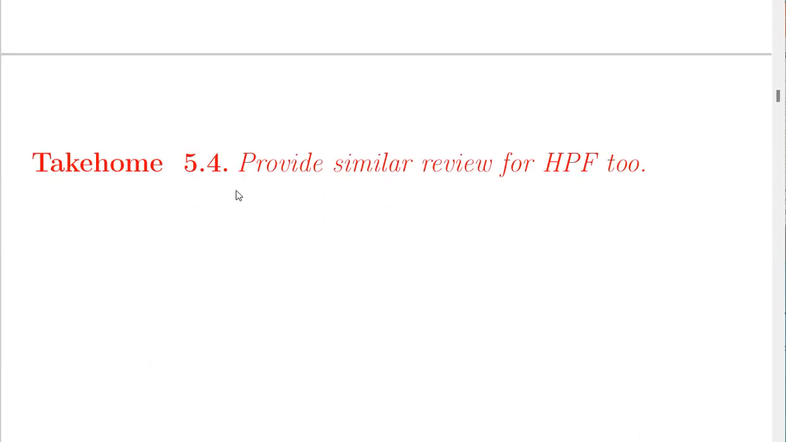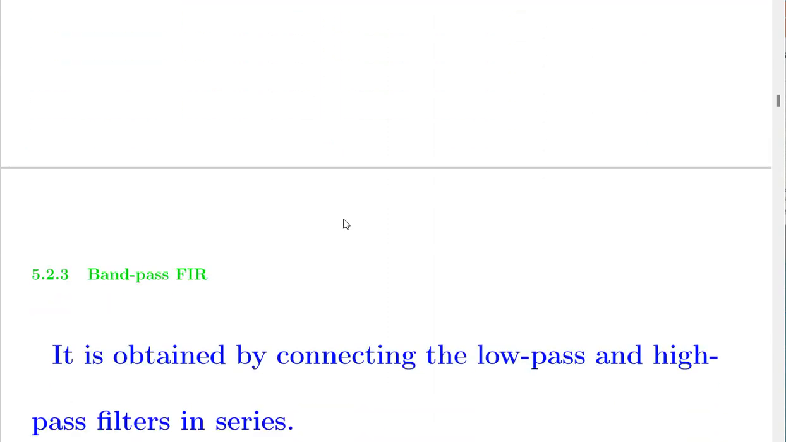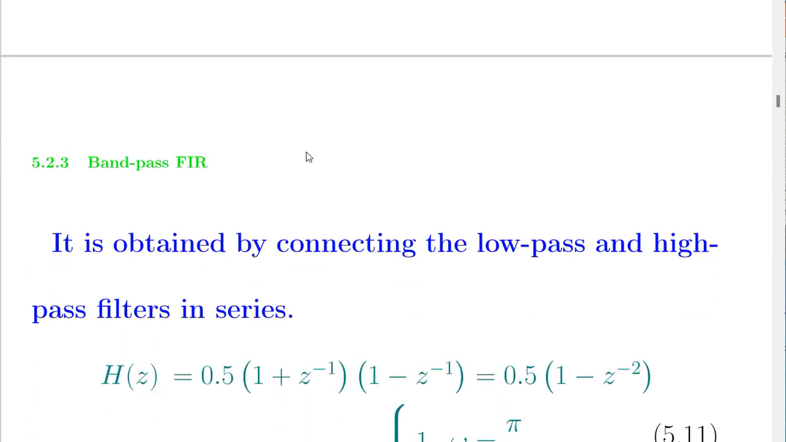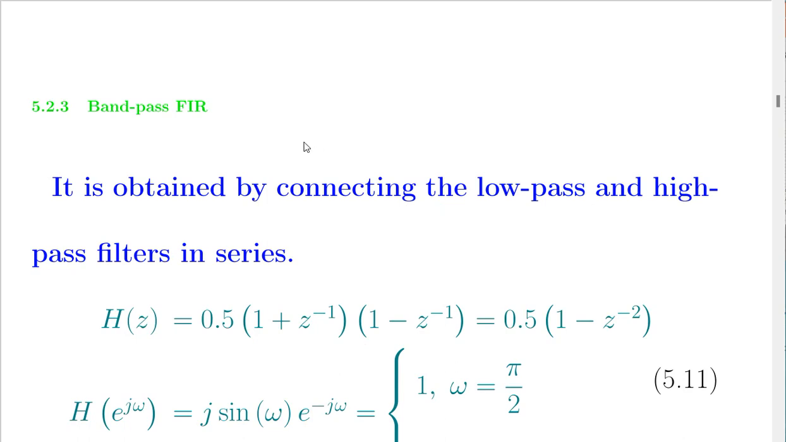Now, provide a similar review for high pass filter 2. It means we need coding in Python and discussion about what is going to happen.